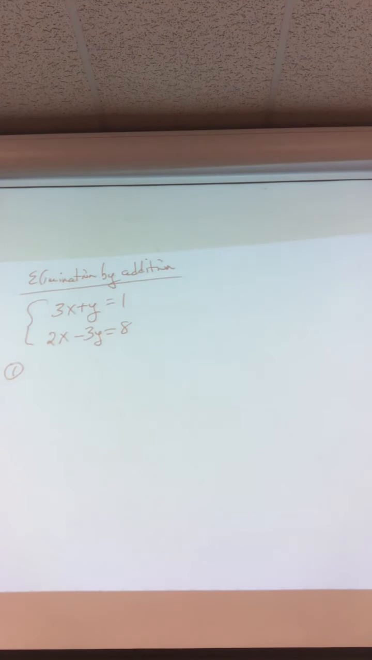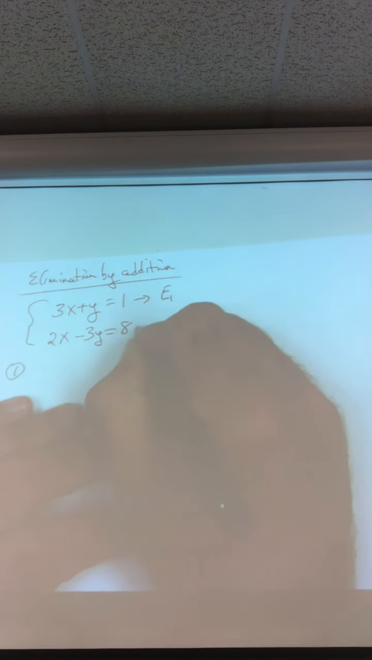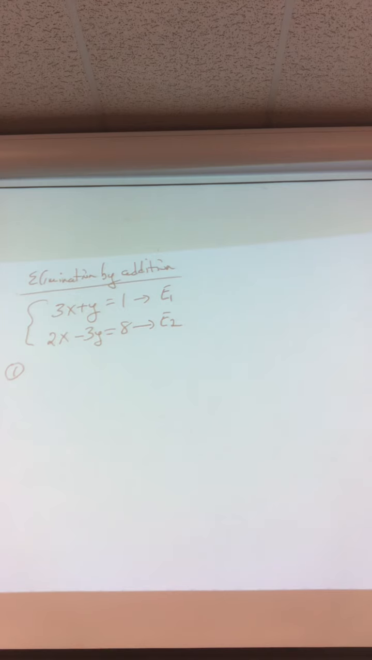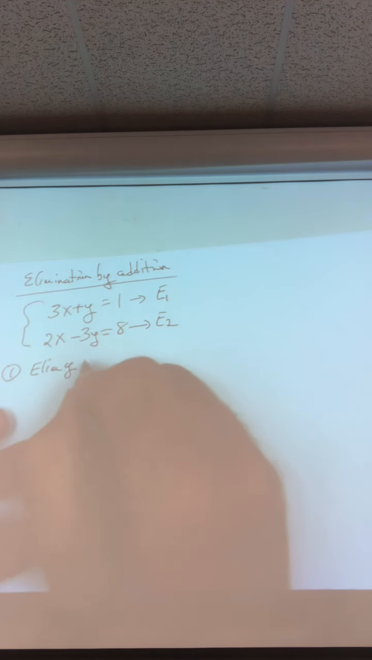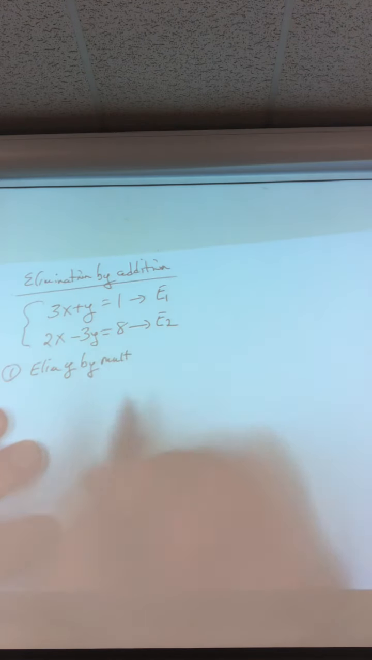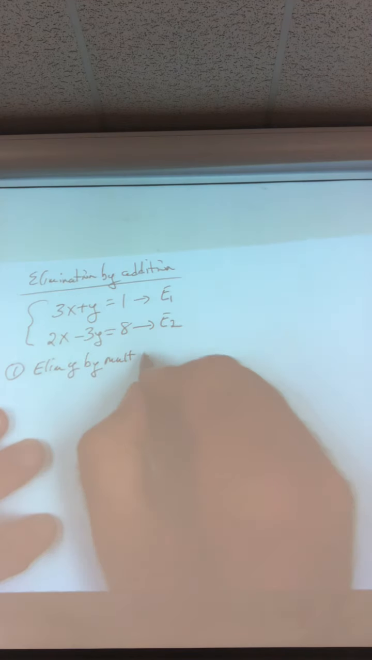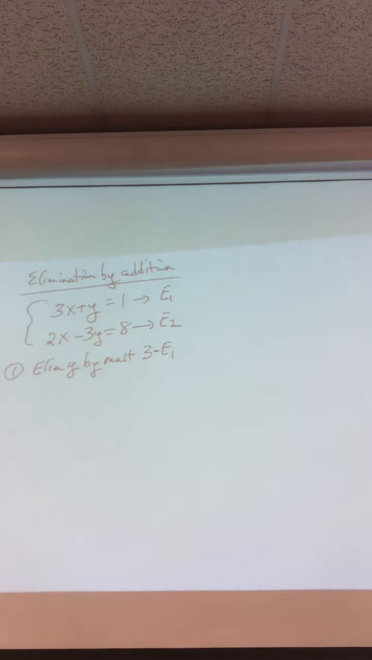All right. I'm going to call this equation up here E1 and this equation down here E2. E1 stands for equation 1. E2 stands for equation 2. Now let's write out what we're going to eliminate. Eliminate y by multiplying, all right, let's see. So you've got to do 3 times this right up here. So 3 times E1.